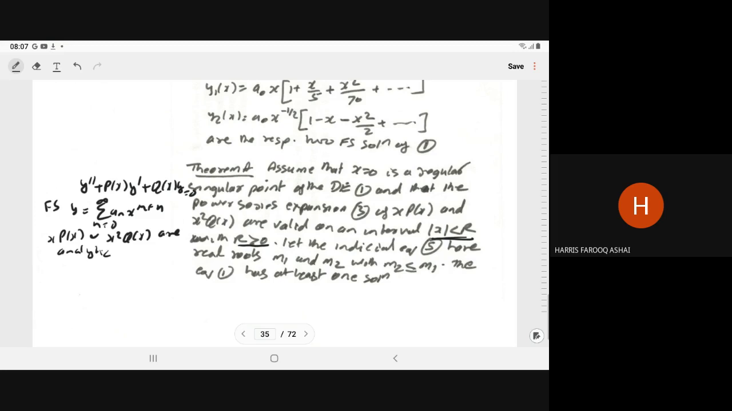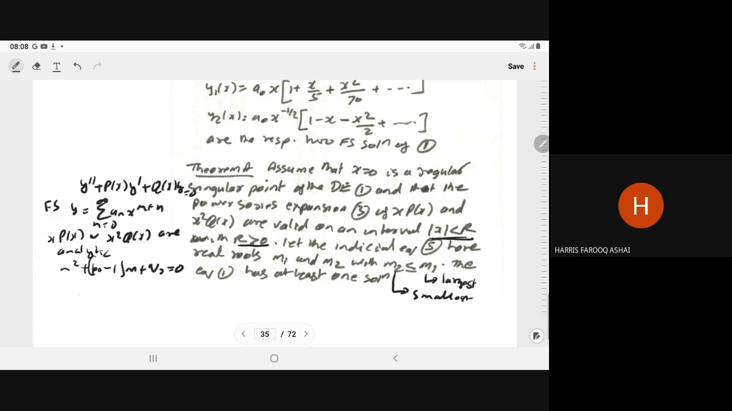Now, let the initial equation. What is the initial equation for the given equation? It is m squared plus (p naught minus 1) m plus q naught equal to 0. So, let the initial equation 5 have real roots m1 and m2 with m2 less than or equal to m1. Means m1 is the largest root, and m2 is the smallest root.